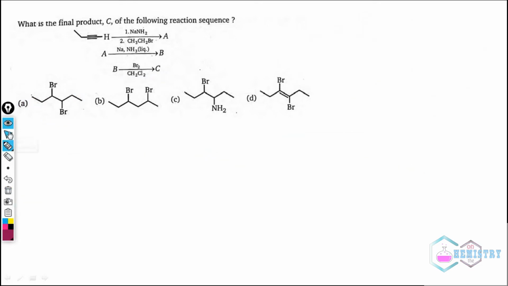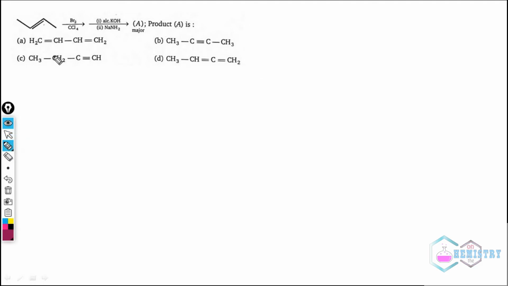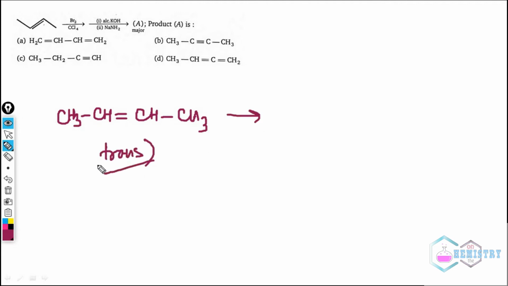Now let's come to the next problem. This next problem is also very similar to the previous one. Bromine in CCl4 will get attached, and bromine obviously will attack from opposite sides, that is, anti-addition will occur. So CH3CH=CHCH3 is obviously a trans alkene, and its trans isomer will form a compound like that.